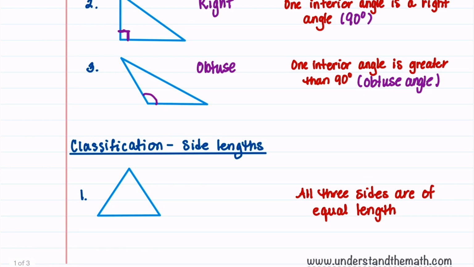There are also 3 ways to classify a triangle based on its side lengths. Our first triangle is a triangle where all 3 sides are of equal length. We can indicate that in our picture by drawing a straight bar on each of the sides, and that means that all 3 sides are equal. This triangle is called an equilateral triangle.